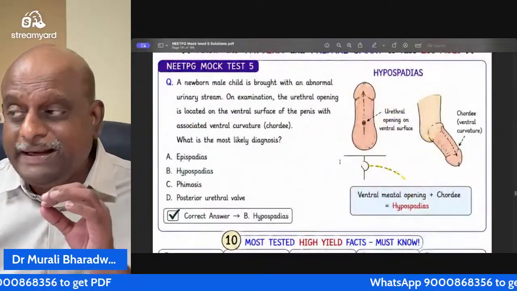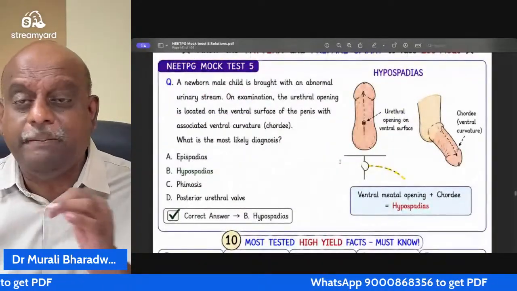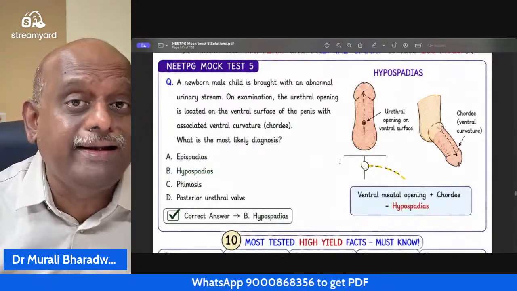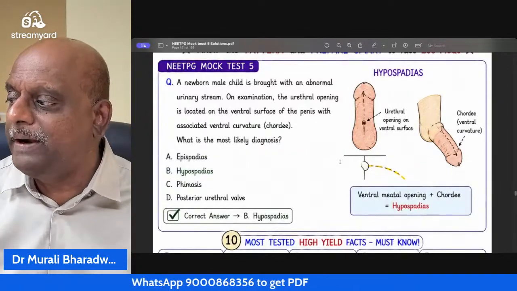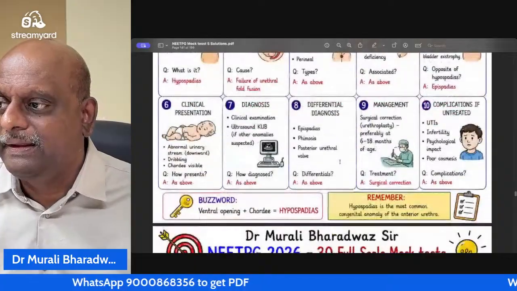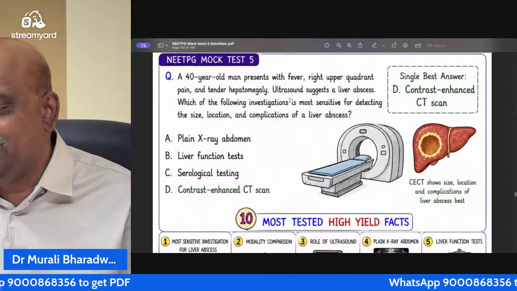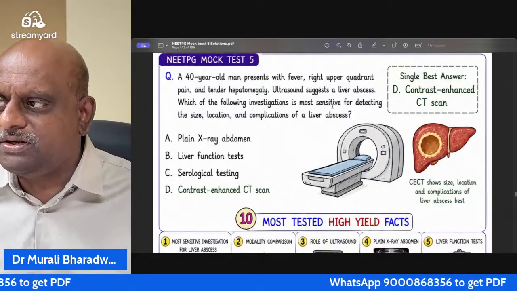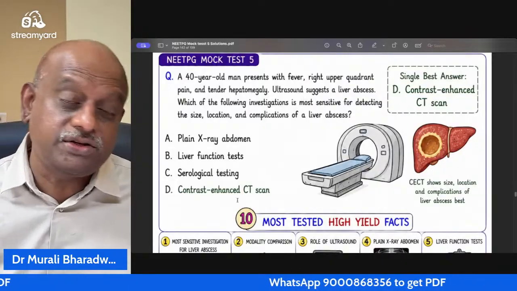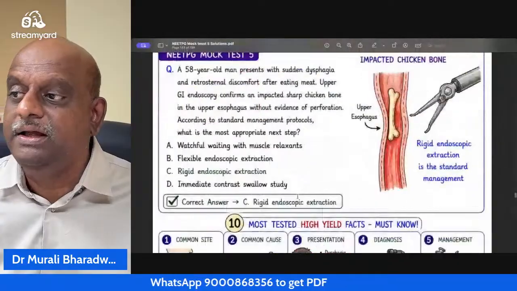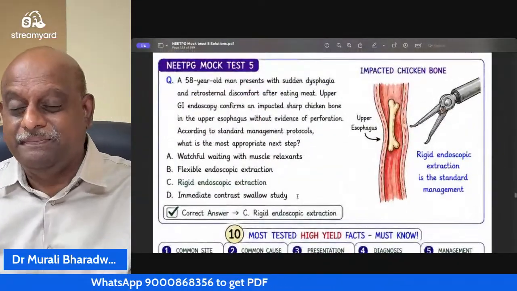The urethral opening is located on the ventral surface of the penis with a ventral curvature, which is called chordee, is a feature of hypospadias. Now, there is a tender hepatomegaly, liver abscess, most sensitive testis. Always contrast enhanced CT is the best investigation.